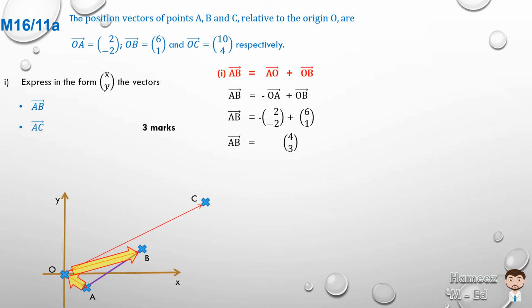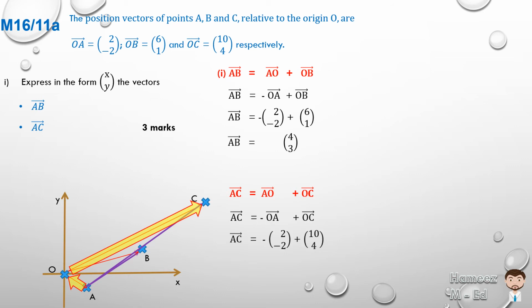Let's look at AC. To go from A to C, we go from A to O just as before, and then from O to C. Now let's substitute. AO is minus OA just as we did in part 1, and we're adding OC. So let's substitute (-2, 2) plus (10, 4). Minus 2 plus 10 gives us 8. 2 plus 4 is 6. So we know AB is (4, 3), and we know AC is (8, 6).